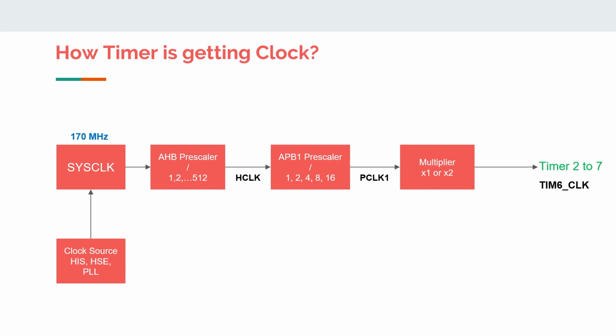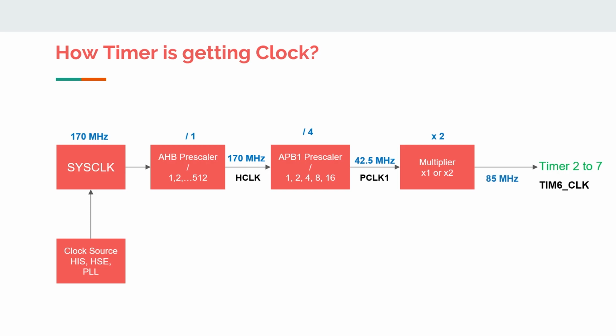You can define any value less than or equal to 170 MHz. Then the AHB prescaler, I am setting that to 1. So 170 MHz divided by 1 will give 170 MHz. The APB1 prescaler I am setting to 4. So for PCLK1 we have 42.5 MHz. Then the multiplier value is 2. Now we got the timer clock as 85 MHz.